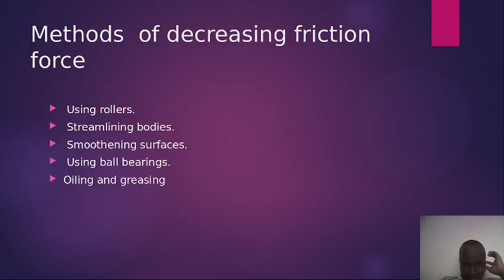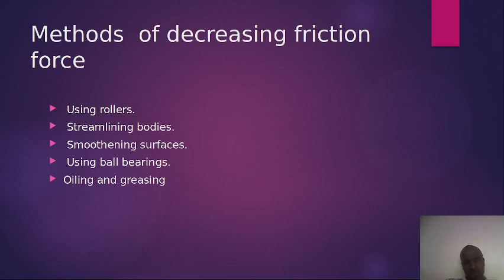On methods of decreasing friction, there is using rollers. Rollers are small round sticks. They look like a cylinder shape. When they roll around, they reduce the friction.